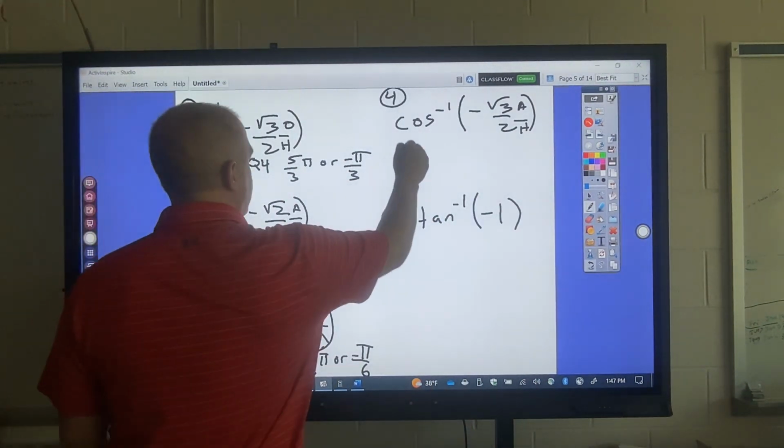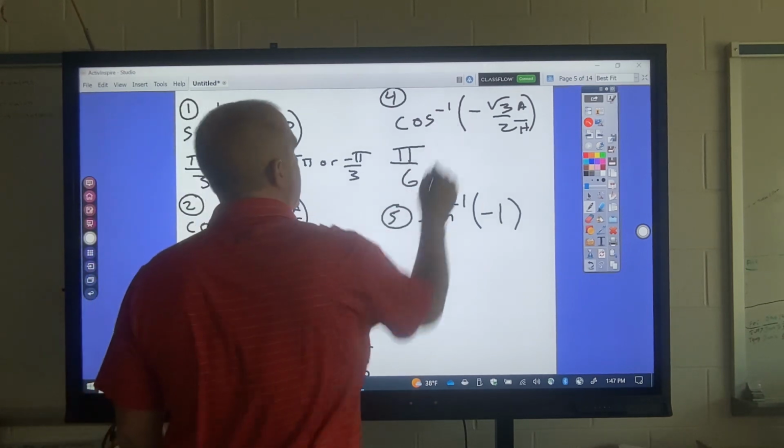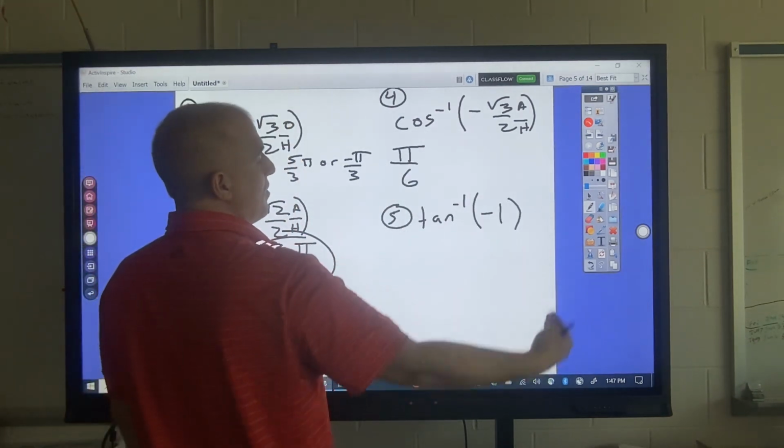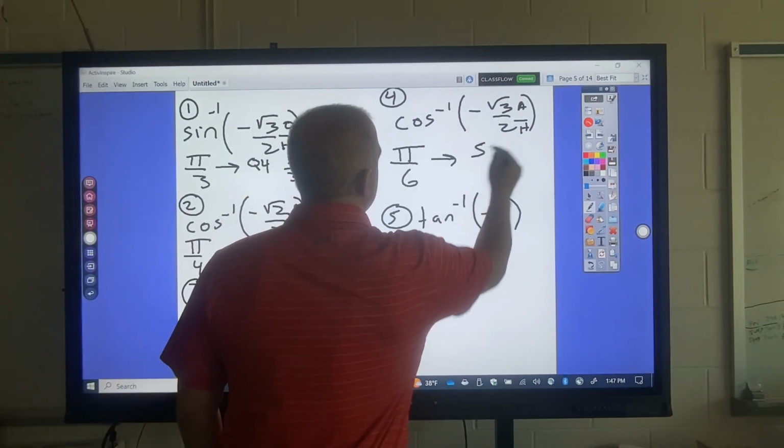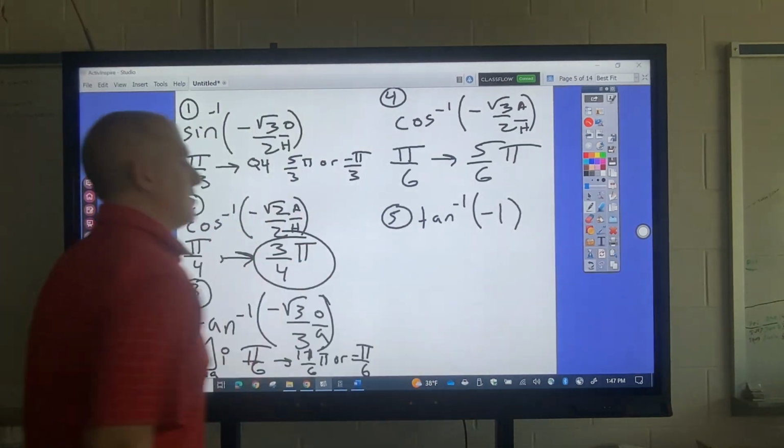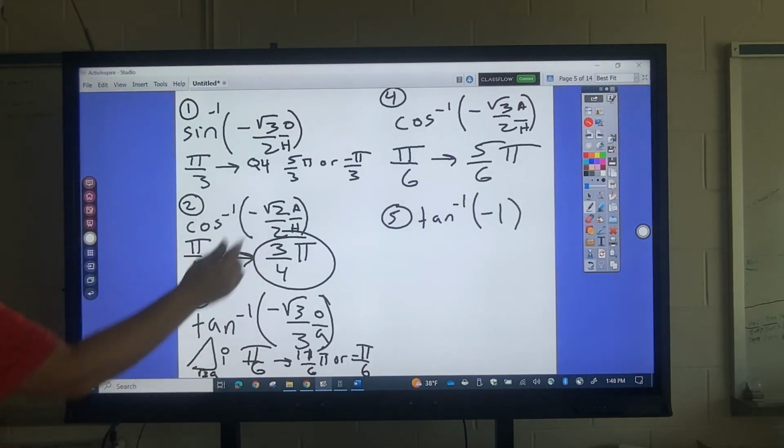That's going to be pi over 6 as well. Now, since it's negative, that quadrant's 2 or 3, I can only use the 2, so that's going to be 5 pi over 6. Okay, where is tangent negative 1?